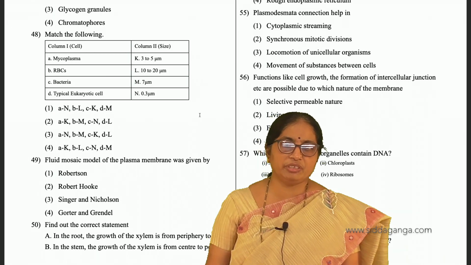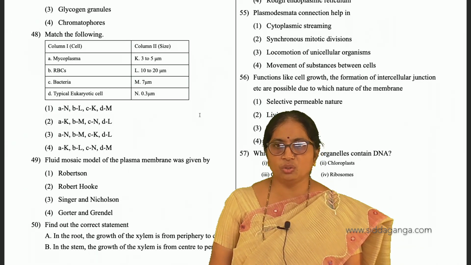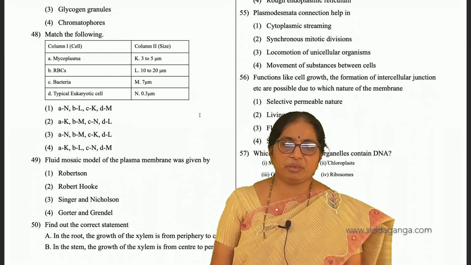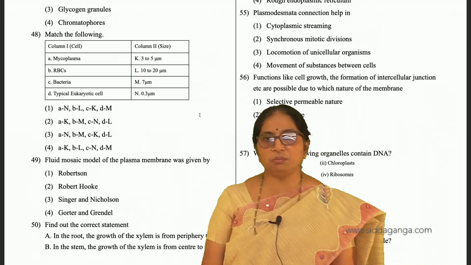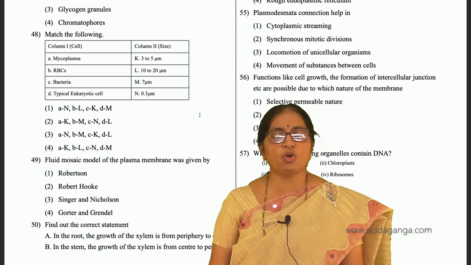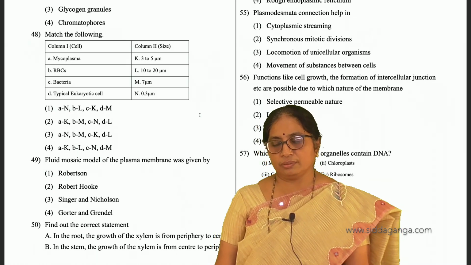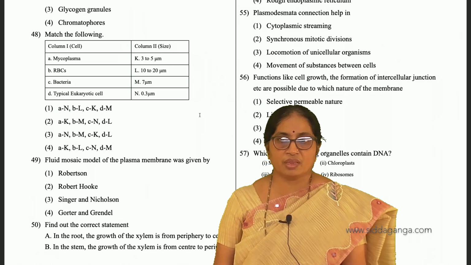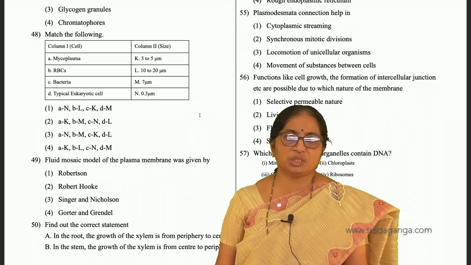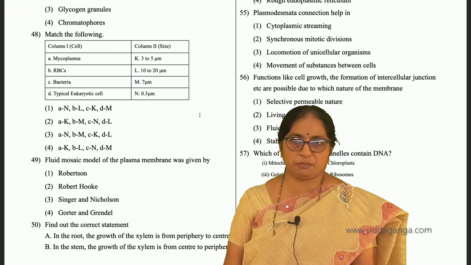Synchronous mitotic division, no. Locomotion of unicellular organisms, no. So, movement of substances between cells. So, this can be the right answer. Movement of substances between the cells is brought about by the plasma-desmata because they are small openings which are present on the cell wall which connect the two adjoining cells.